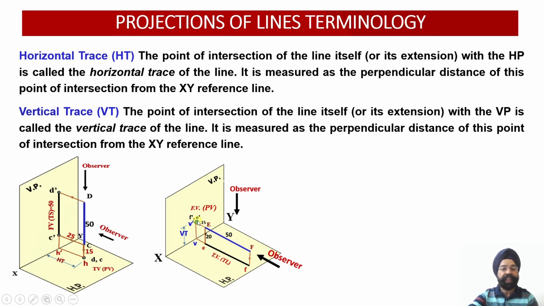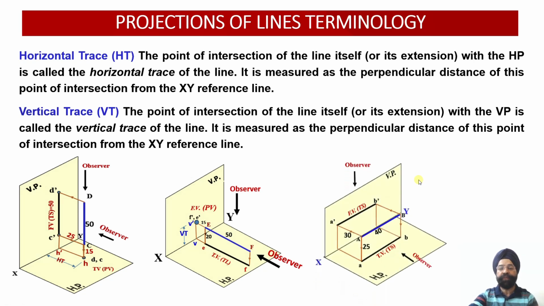And now how will the vertical trace be measured? Once we have obtained this point of intersection, we have to take the perpendicular distance of this point of intersection from the reference line, which is our XY line. This distance we are going to call the vertical trace. So this is the basic definition of horizontal trace and vertical trace.